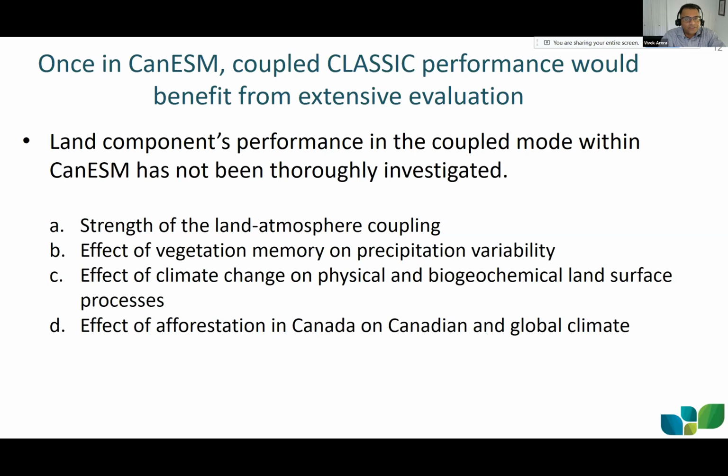Then there's the effect of climate change on the physical and biogeochemical land surface processes. So these are your usual climate change scenarios going in the future. And if you remember, there was talk about growing 2 billion trees in Canada. So you can do a simulation: if you plant those trees in Canada, what effect will it have on the Canadian climate and global climate? Because you have all these feedbacks, you're sucking up CO2, but you're also decreasing the albedo, because planting trees means darkening the land surface. So there are a lot of these coupled land atmosphere interactions that can be investigated.